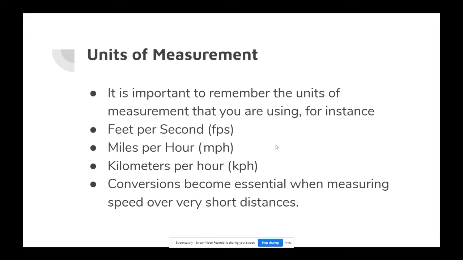When we measure speed, we're going to need to make sure that our units of measurement are properly written down. In the scale experiment that we're about to do, we're going to be using feet per second. But when we convert this, we're going to want it in miles per hour. Sometimes you might see kilometers per hour, but usually you'll be converting from feet per second to miles per hour.